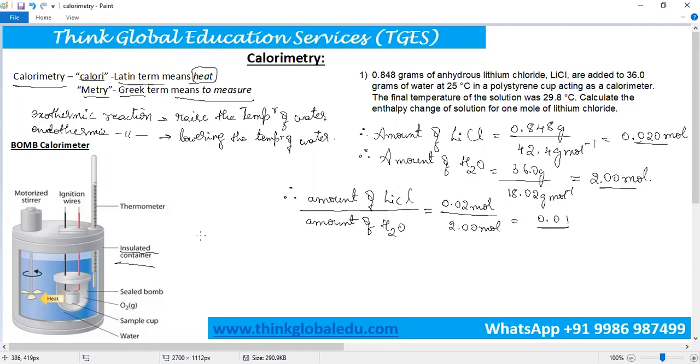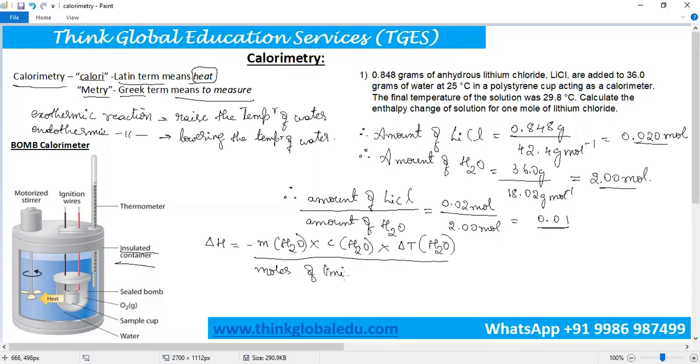From the formula of delta H, we can calculate the enthalpy change for this particular reaction, which is delta H equal to minus the mass of water times the specific heat capacity of water times the change in temperature of the water, over the number of moles of the limiting reagent. In this reaction, the limiting reagent is the lithium chloride.